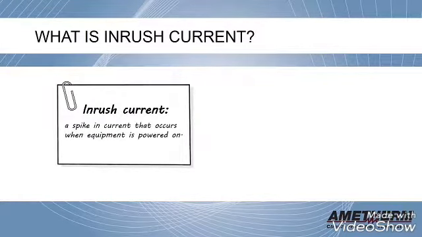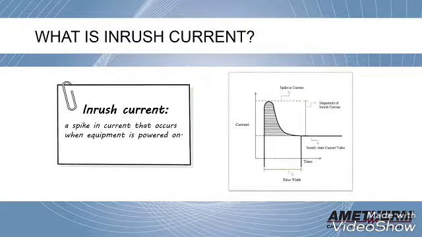Let's get started. First, let's define inrush current. As shown in the graph to the right, inrush current describes a spike in current that occurs when equipment is powered on.